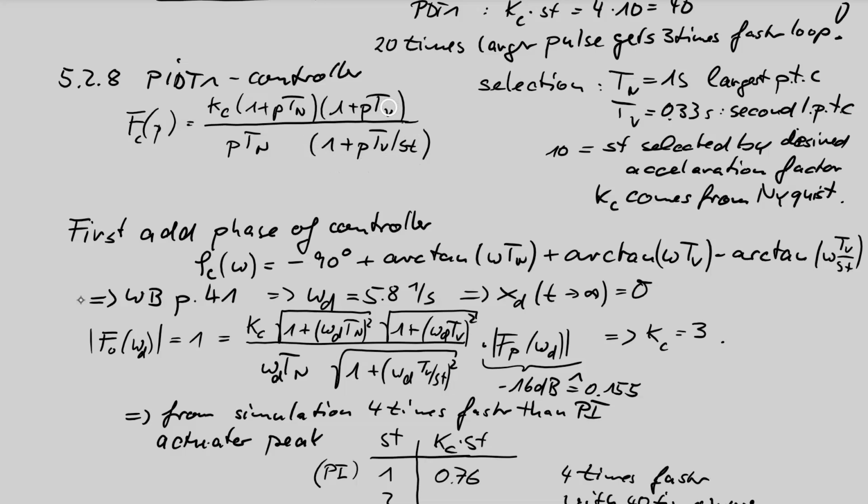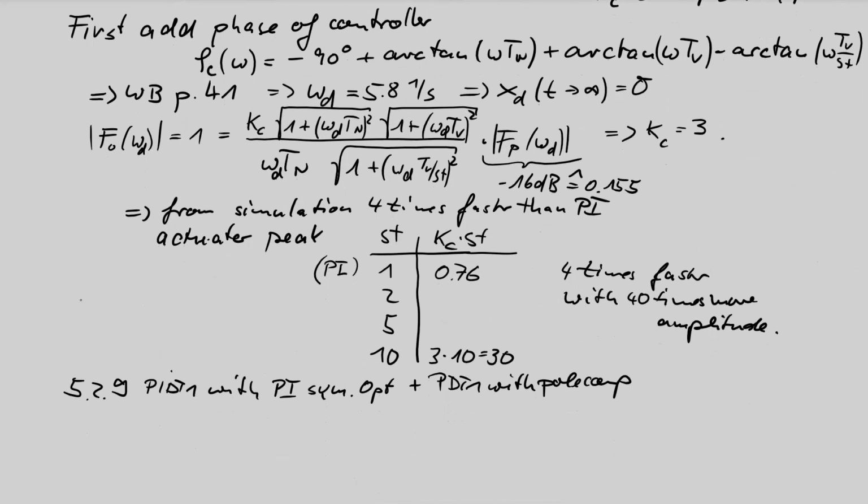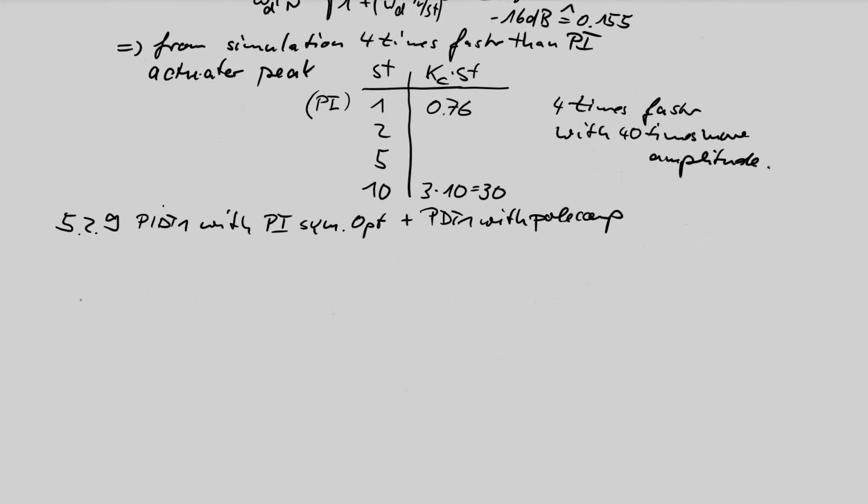TV with pole compensation means TV is set to 0.33, the second largest time constant. What could be the reason to select this as with symmetrical optimum? The reason is to check maybe this could be better for your application than the pole compensation version. So both versions should be checked and select the best one. In our case, what do we have to do? Steps.